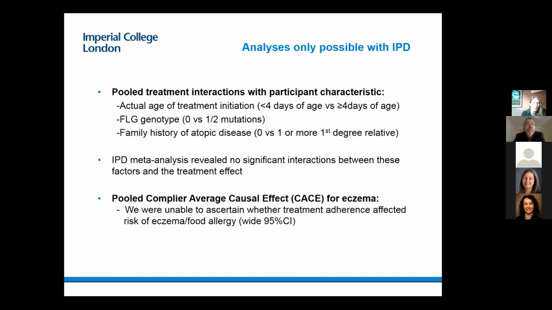Now, the analyses that were only possible using IPD included examinations of whether the treatment effect varied by participant level characteristics. And these characteristics that were looked at were the age of treatment initiation, filaggrin genotype, and family history of atopic disease. The IPD meta-analysis revealed no significant interactions between these factors and the effect of the skincare intervention on eczema. But this insight would not have been possible from just the aggregate data alone.